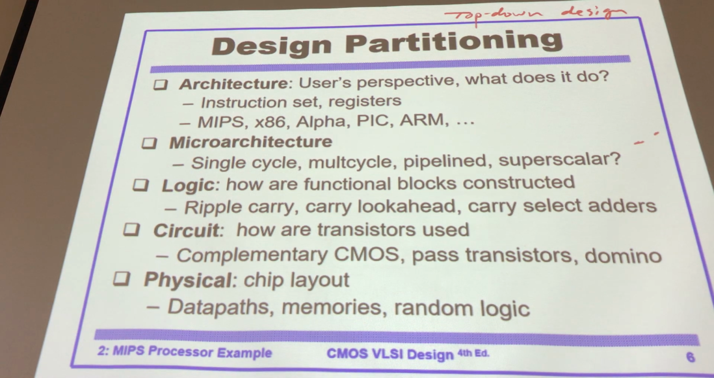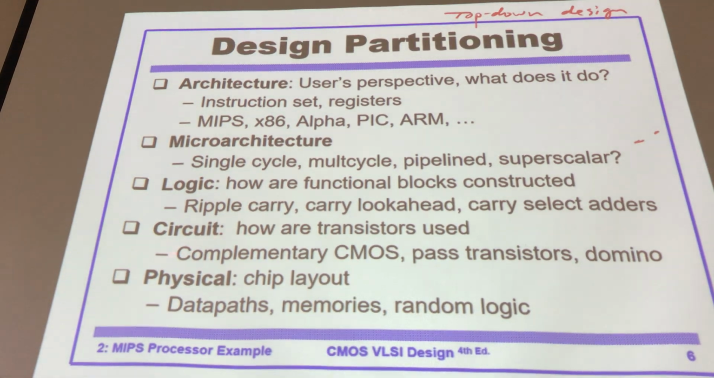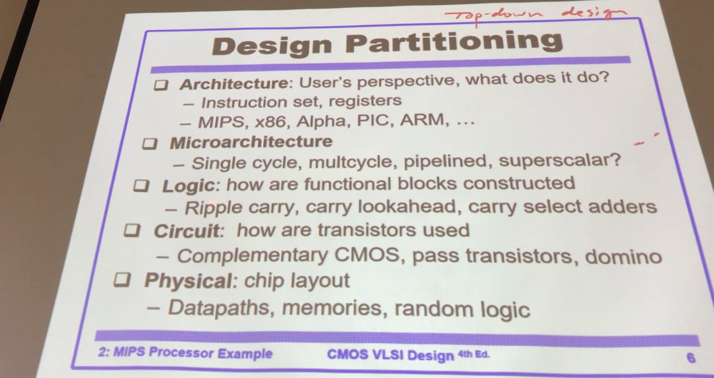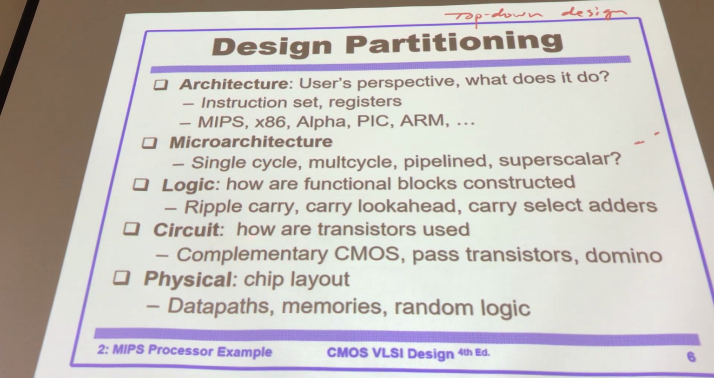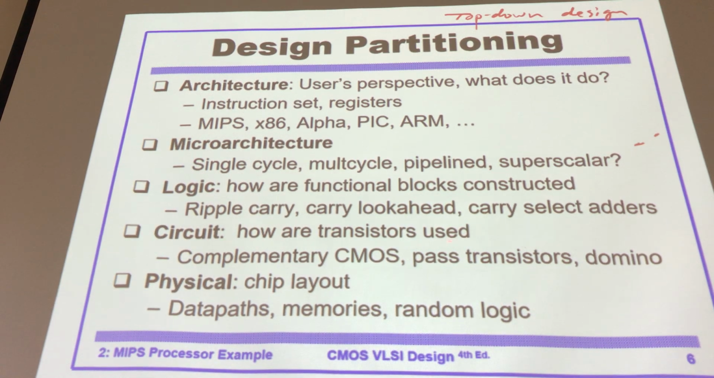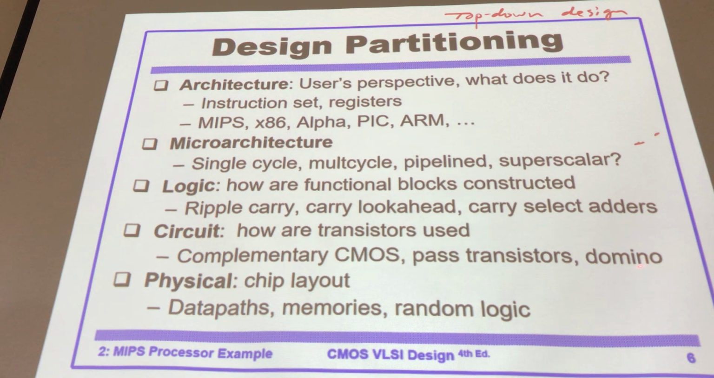And after that, we get into the circuit block. Given the logic you came up with, what is the circuit inside? How are transistors used? How are transistors connected to realize the logic you want? So you might use complementary CMOS gates, you might use pass transistors, you might use domino logic. This is for high-speed circuits. We'll talk about that later on.